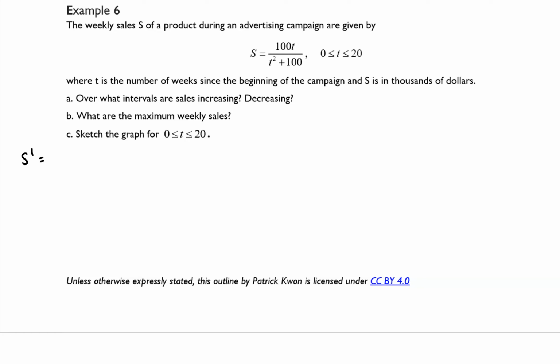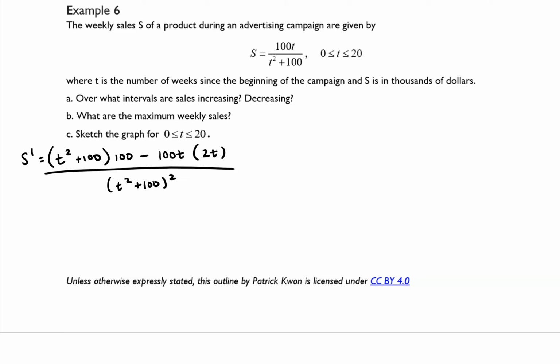So in order to figure out part A, we need to take the derivative of the S function. So let's go ahead and do that. We are going to need to use the quotient rule since we are dealing with a rational function. So S prime is equal to the bottom times the derivative of the top minus the top times the derivative of the bottom all over the bottom squared. And first of all, let's simplify the numerator.